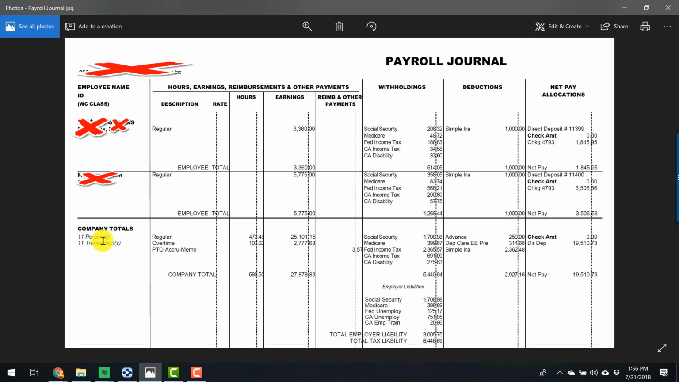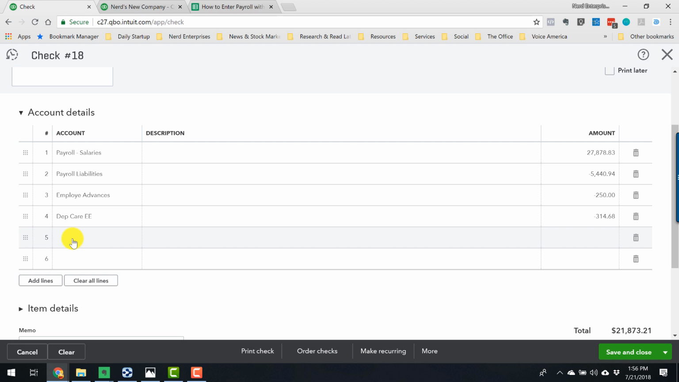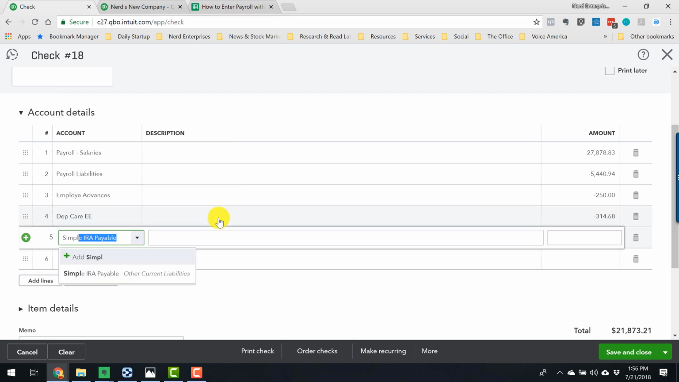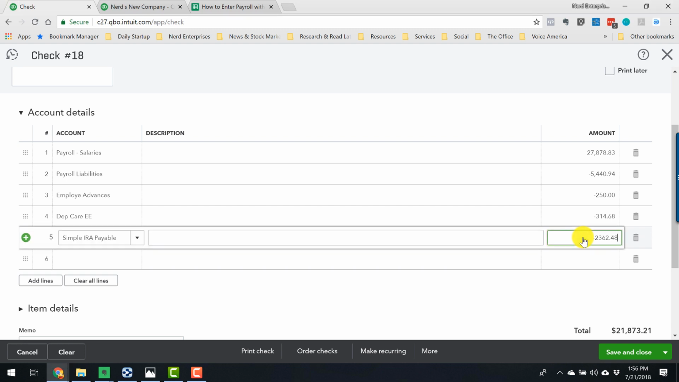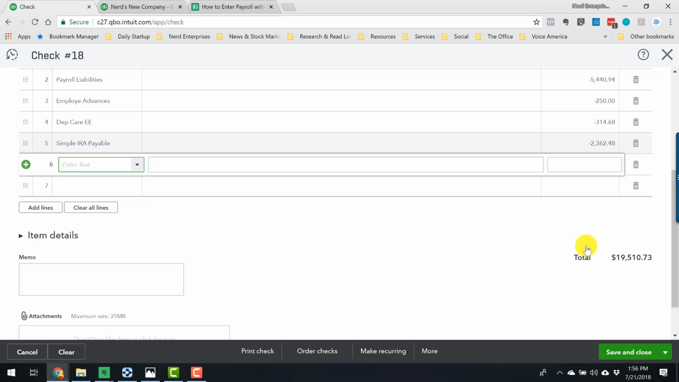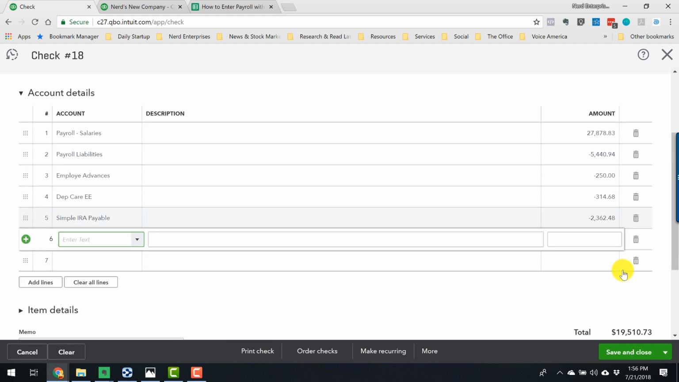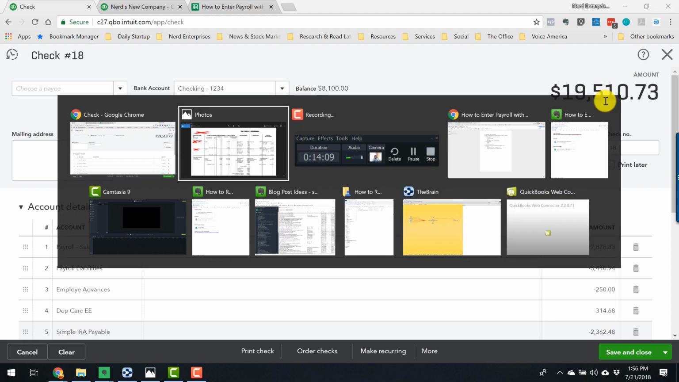So that's another consideration. For now, we have the IRA contributions, $2362.48. Simple IRA. It's also a liability account because it's being taken out, and then it's going to be sent in to the pension administrator. And then the company's going to pay the company share of the expense, right? So here, what was the amount again? $2362.48 minus $2362.48. And of course, when I'm done, my payment, my check, which is what I'm recording here in the bigger picture, needs to net out to the $19,510.73.